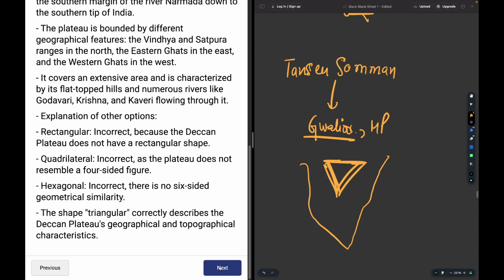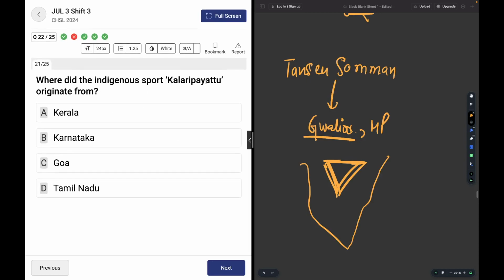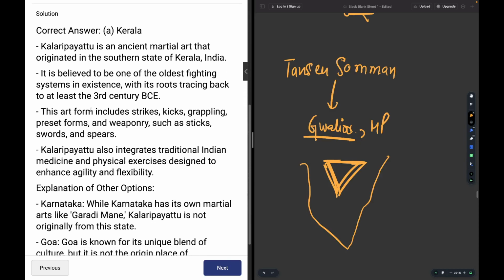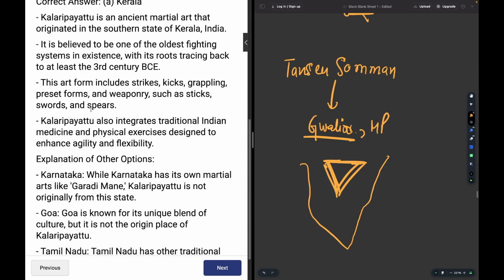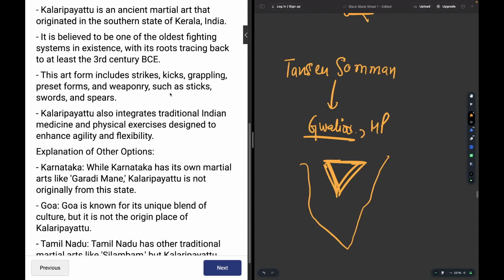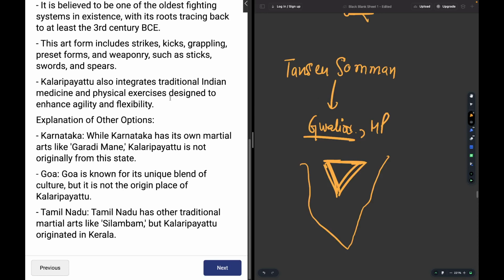Moving on, where did the indigenous art of Kalaripayattu originate from? The answer is Kerala. This is a fact-based question, so you may read about it over here. It's an ancient martial art that originated in the southern state of Kerala.